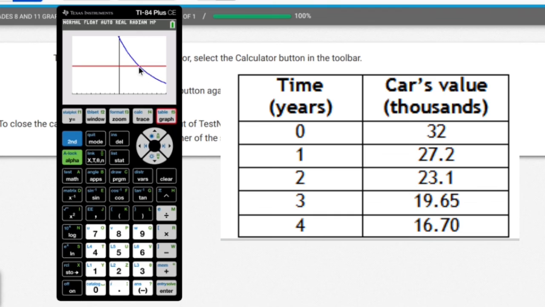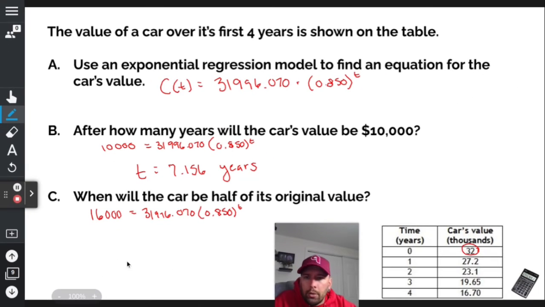And now we do the same exact thing. We need to find out where they intersect. So second, calc, intersect, 5, enter, enter, enter. We have 4.262 stuff, so we'll round that accordingly. All right, so the time for this one is a little after 4, so 4.264 years, which makes sense. Because after 4 years, we were at $16,700. So if I wanted just a flat $16,000, it's probably going to be at some point after 4 years. So, yeah, there you have it. Depreciation.